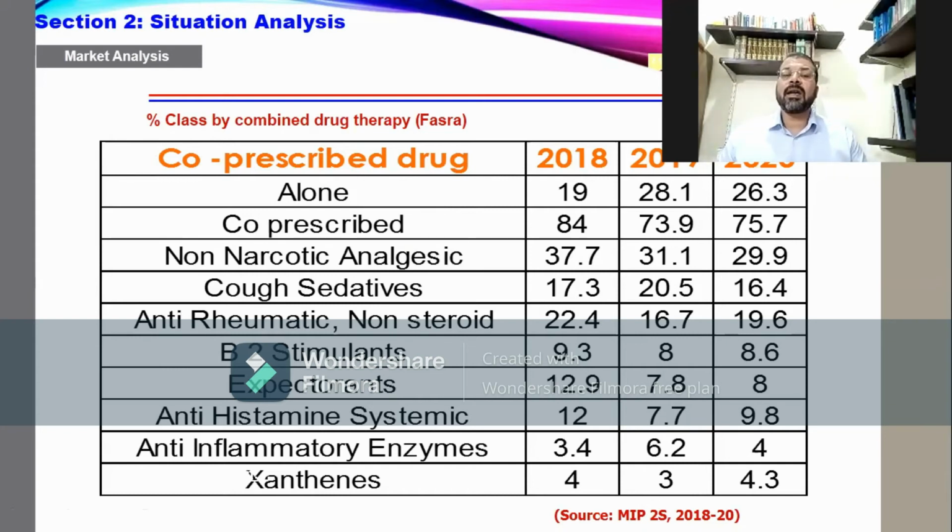This can help you again in what? Launching new. Like if you're promoting a product which is being co-prescribed by analgesic, which means that your team is visiting the doctors who prescribe analgesics a lot. And if you're not having analgesic in your group and you're planning to launch a new product, you can think of launching an analgesic.